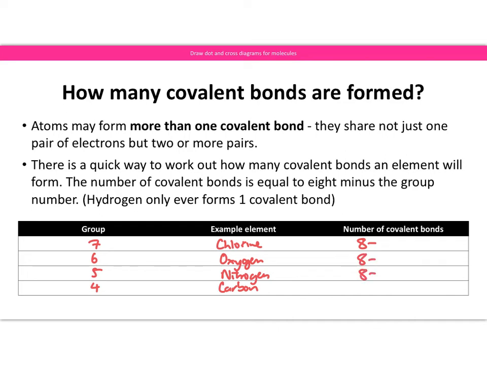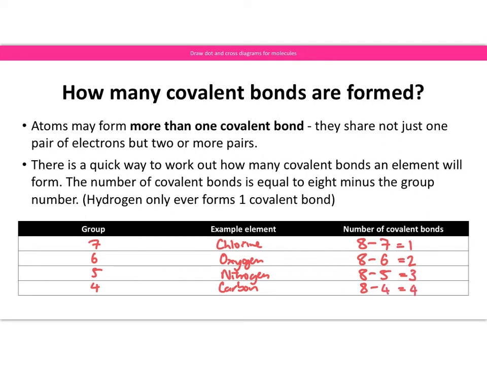And that's going to tell us how many shared pairs of electrons each needs to have. So 8 minus 7 equals 1. So chlorine will only ever form one covalent bond. That means we will only ever draw chlorine with one shared pair of electrons. Oxygen will form 2. Nitrogen will form 3. And carbon will form 4.